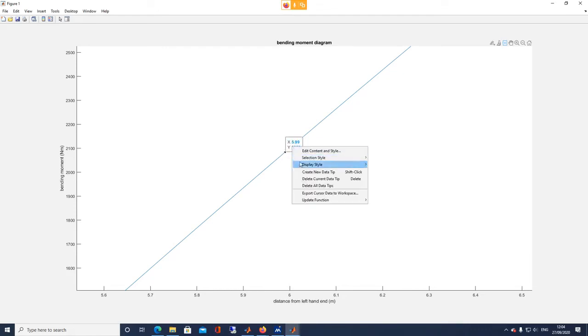Again, delete, right click on it, delete current data tip. That's not the point we wanted. I'm going to try one more time. Hopefully it comes out right. There it is. X equals 6, y equals 2100. That is the answer. That was what was required.